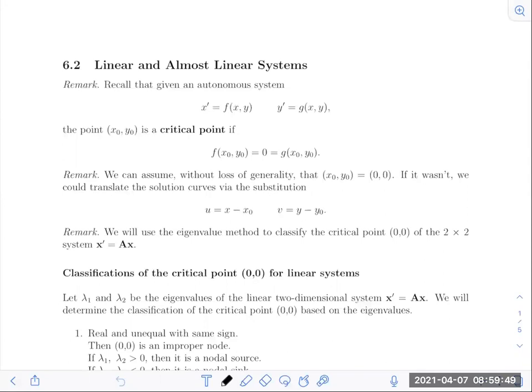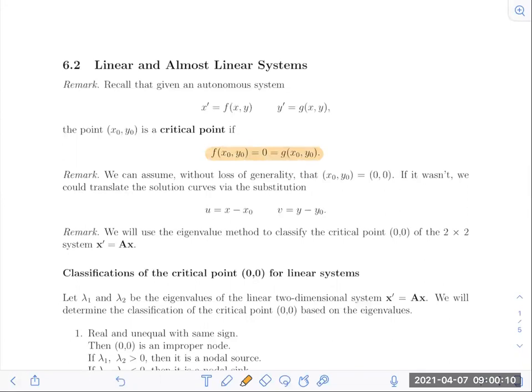So to get started here, I just want to remind everybody how to find a critical point of an autonomous system. In order to find a critical point, we're utilizing this equation here, where we want to set each of the functions f(x, y) and g(x, y) equal to 0. And if they're simultaneously 0 at a given point (x0, y0), then that point is considered a critical point.